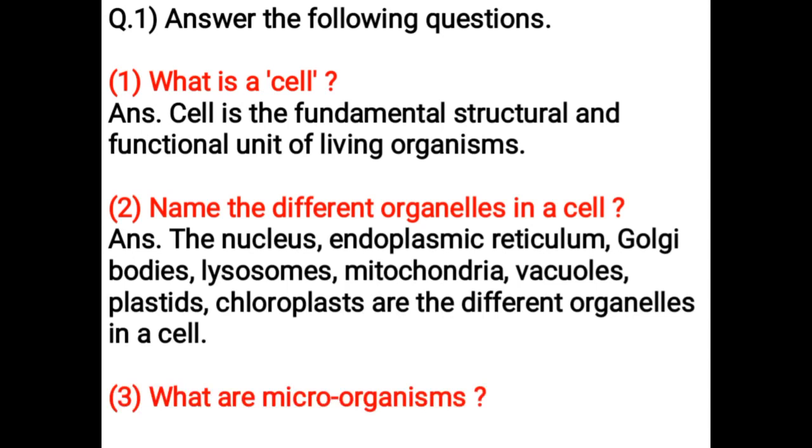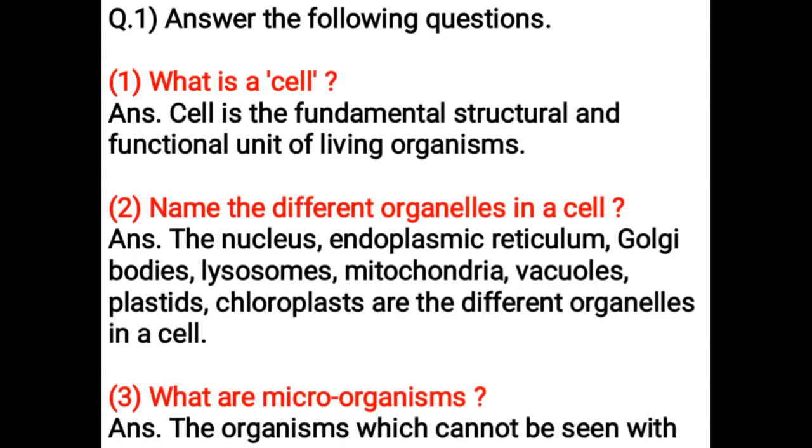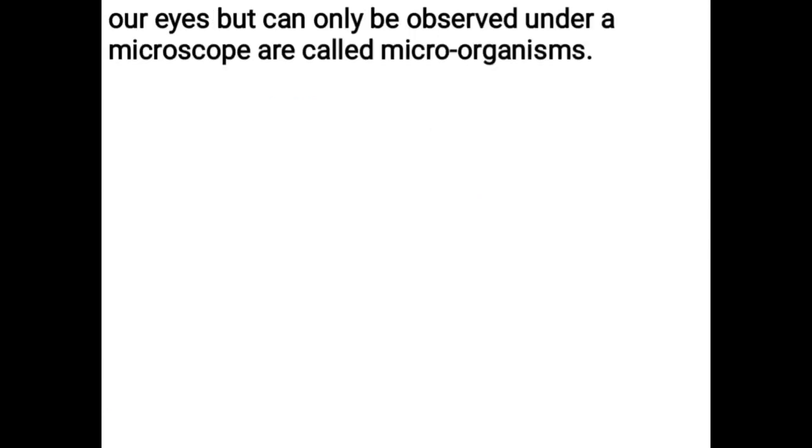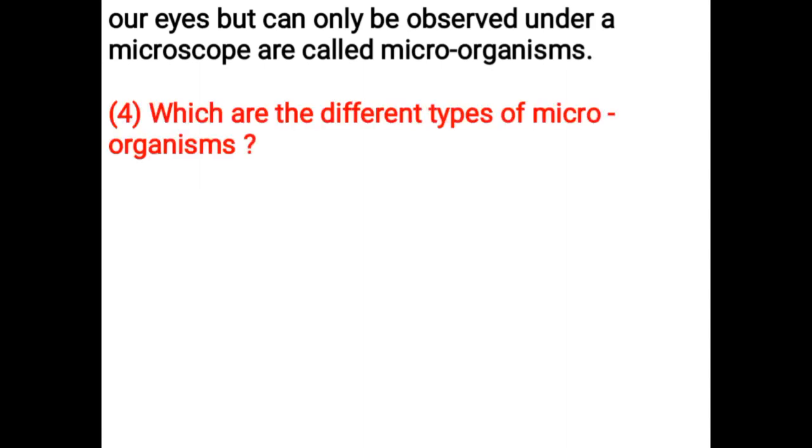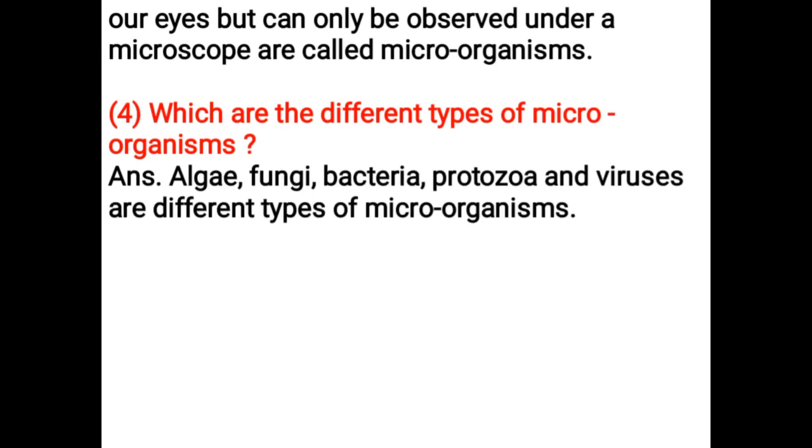What are microorganisms? The organisms which cannot be seen with the eyes but can only be observed under a microscope are called microorganisms. Which are the different types of microorganisms? Algae, fungi, bacteria, protozoa and viruses are different types of microorganisms.